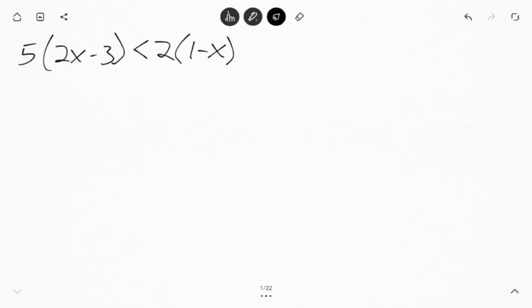Now the first thing we do if you have a problem like this is to expand the bracket that we have. So we are going to use the number outside the bracket to multiply all the numbers inside the bracket.